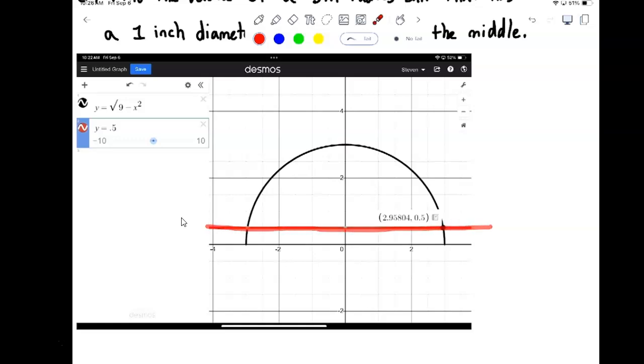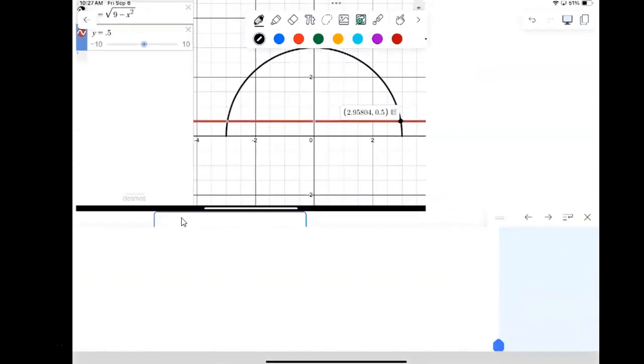And so I need to know this point right here, 2.95804. Because what I'm going to do is I could do the integral from that point to that point, the whole thing, or I can realize symmetry here, that this graph, of course, is symmetric about the y-axis. So what I'm actually going to do is take this part here and just double it. Okay, so now we're ready to set up and work through our problem.